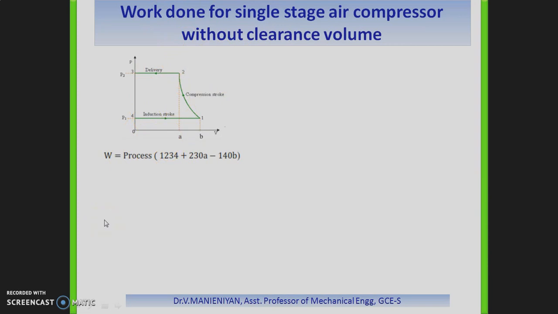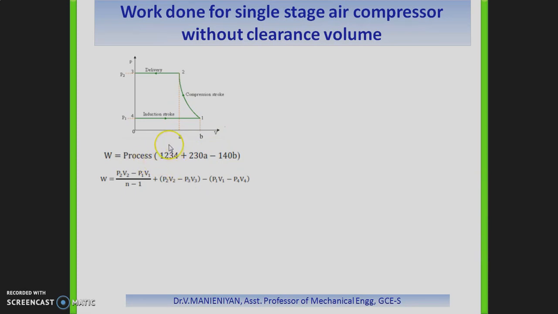So the work done is process 1, 2, 3, 4. We have considered the first area, 123. The second area to be considered is 230A, and the last one is 140B. So the area 123 plus the addition of 230A, with the subtraction of 140B, is called the net work done.